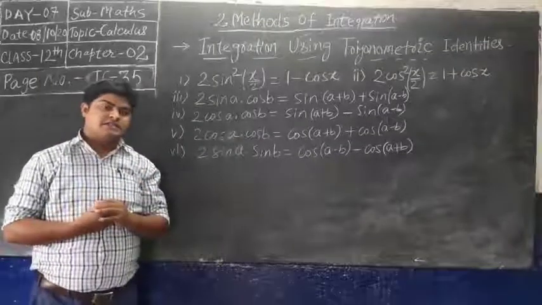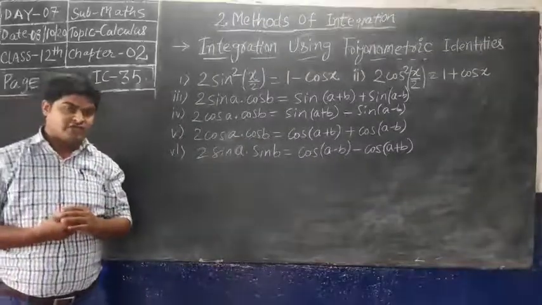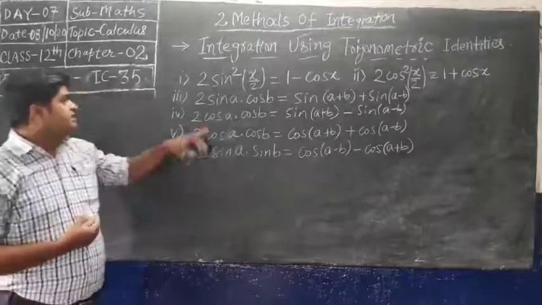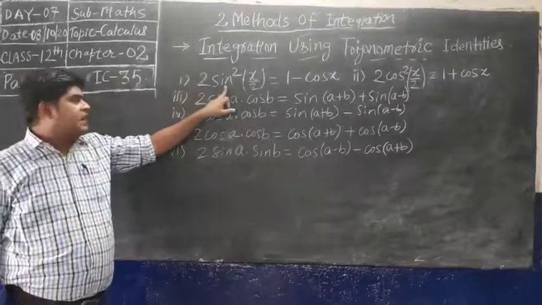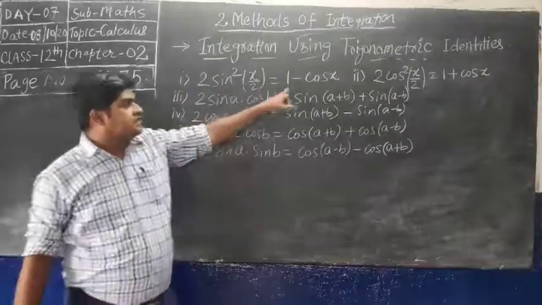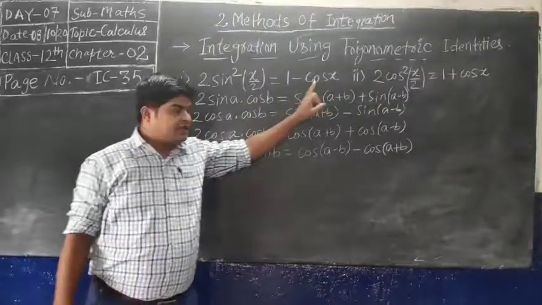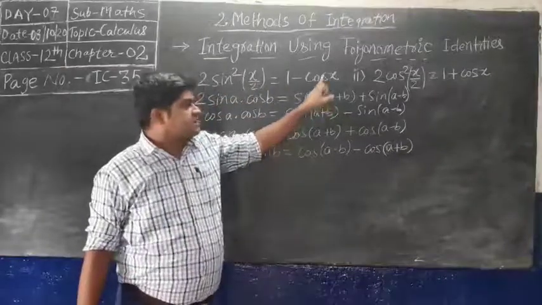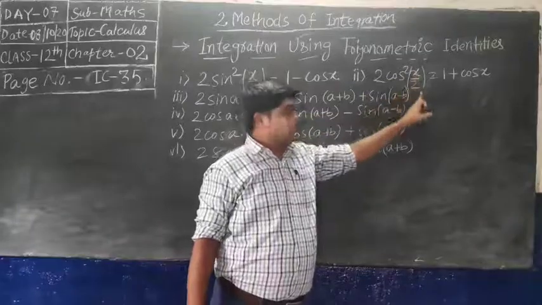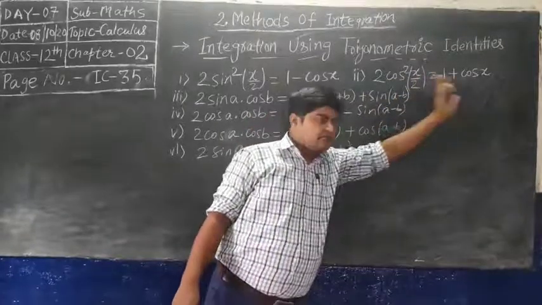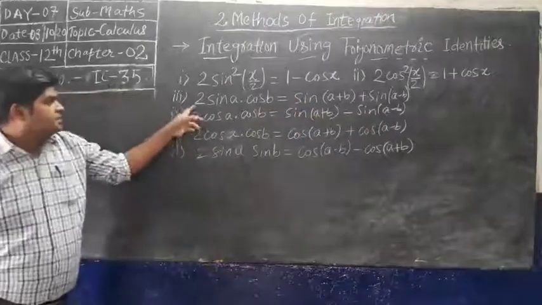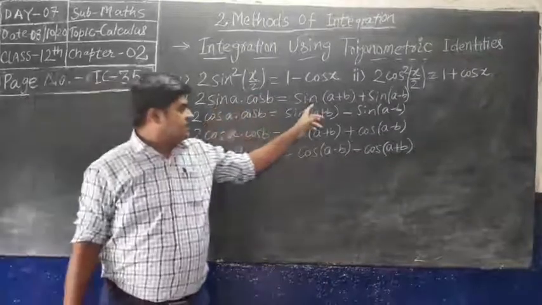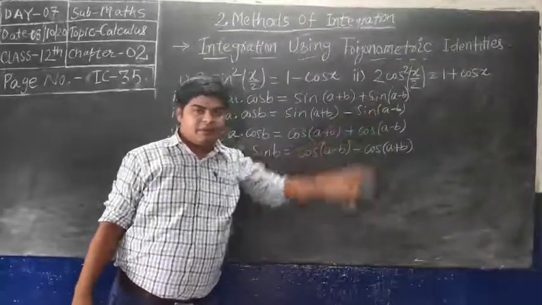First of all, let us see the sum formulas of trigonometric functions, which you have already studied in class 11. Formula number 1: 2 sin square x by 2 is equal to 1 minus cos x. Second formula: 2 cos square x by 2 is equal to 1 plus cos x. Formula number 3: 2 sin a cos b is equal to sin(a plus b) plus sin(a minus b). Sine is first.